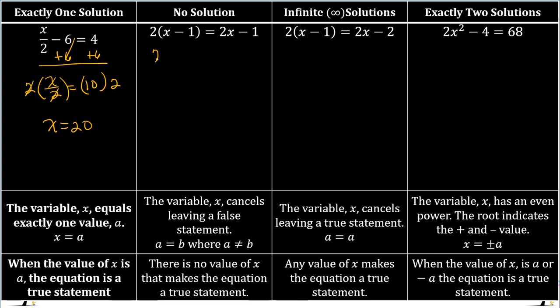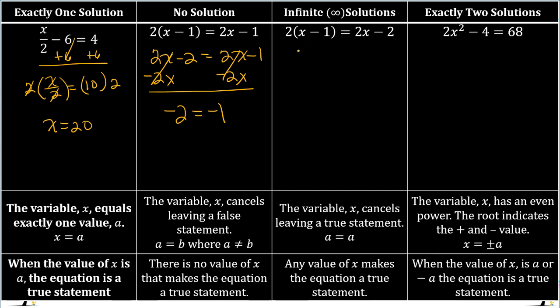Let's distribute the 2. We have 2x minus 2 equals 2x minus 1. When we have variables on both sides, we typically remove the smallest one. But in this case, they are exactly the same. So we are going to be eliminating the variables altogether. And we're going to be left with a false statement with no variables. So when you have no variables left and a false statement, then you have no solution. That means there's no value in the world that can make this equation true.